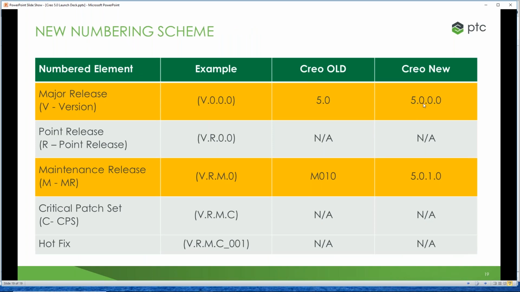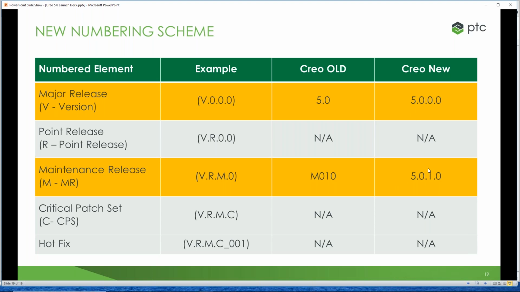The second number after the 5 in this particular case is a point release. Creo never has a point release. We're never going to have a 5.1 or a 5.2, but Windchill does. Remember they had 10, 10.1, 10.2, 11, 11.1. These naming structures go across all software that PTC has. So the point release would be the second number. The maintenance release would be the third number, so this would actually be a 2, as we see down here in our third row. And then finally, any critical patches or hot fixes would be the last number.